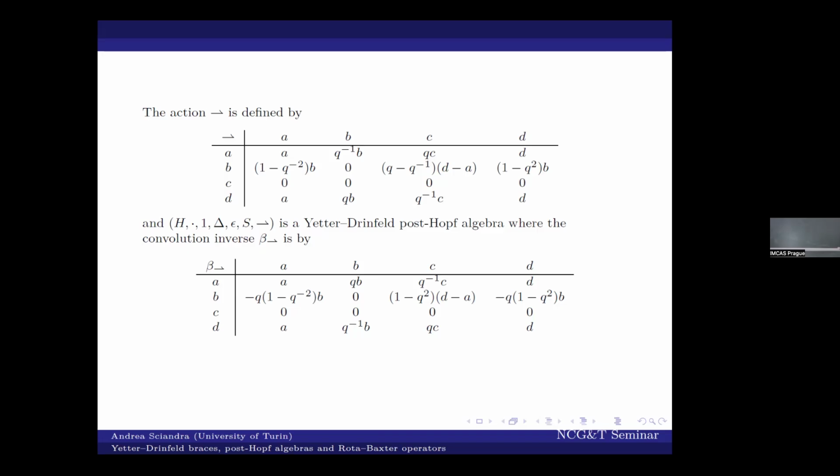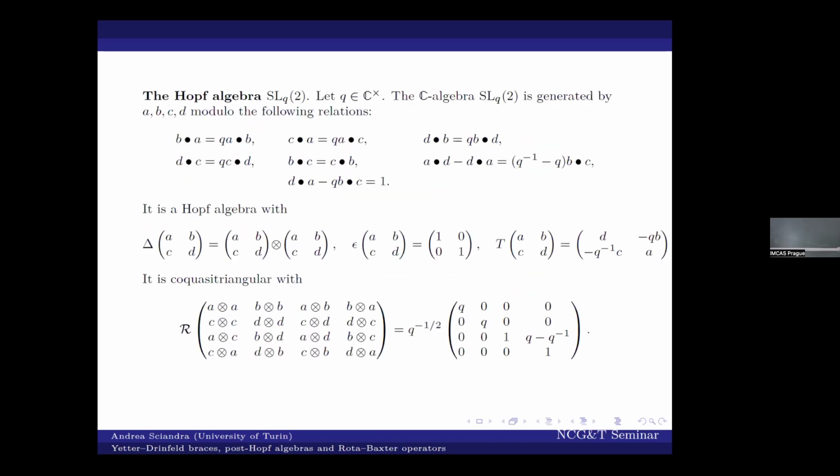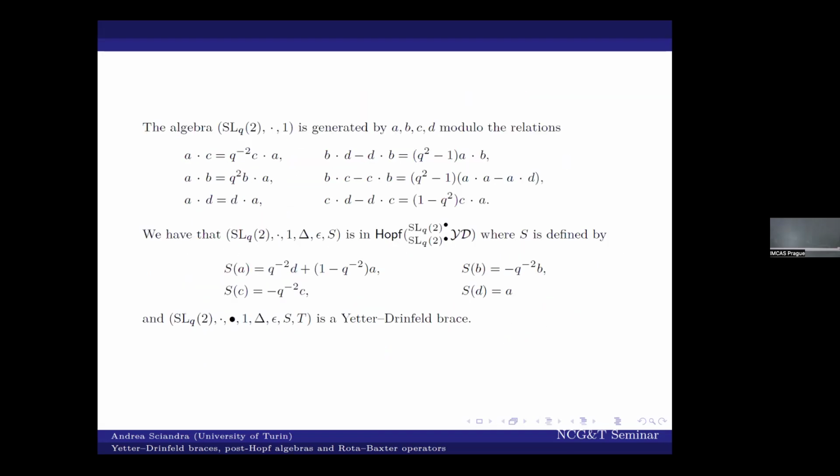Yeah. But you're right, because the epsilon on... I don't know to what it corresponds in the classical limit. Okay. I don't know. Anyway. Okay, and this forms, in fact, a Drinfeld brace. And this was the last example.